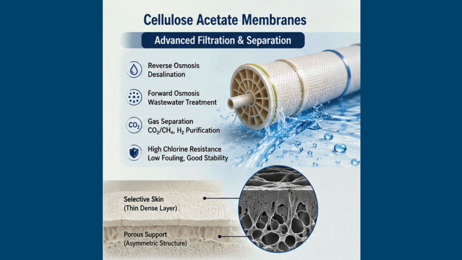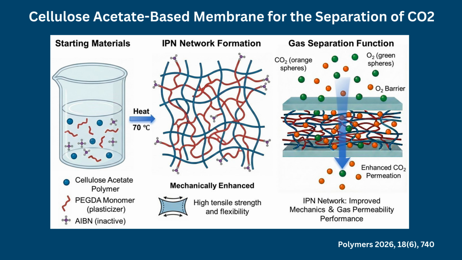Nevertheless, prolonged exposure to high-pressure CO2 can induce polymer plasticization, increasing chain mobility and reducing separation selectivity. Strategies including cross-linking, polymer blending, and incorporation of nanofillers have been developed to mitigate this limitation.